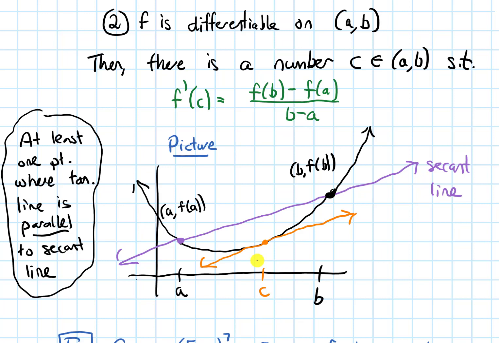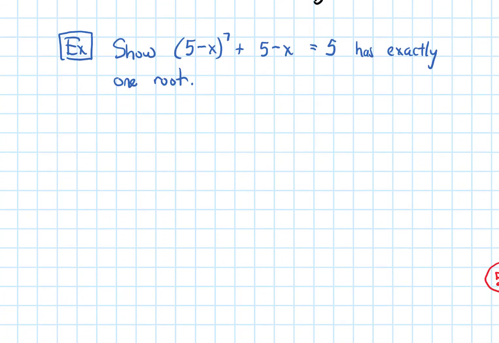All right, so let's do a practice problem. Here is our example I want to look at. In it, I want to show the equation 5 minus x to the 7th power plus 5 minus x equals 5 has exactly one root. So there's exactly one value of x I can plug into this equation that's going to satisfy it. I want to talk about the idea for this before I give you a chance to pause it and try it.